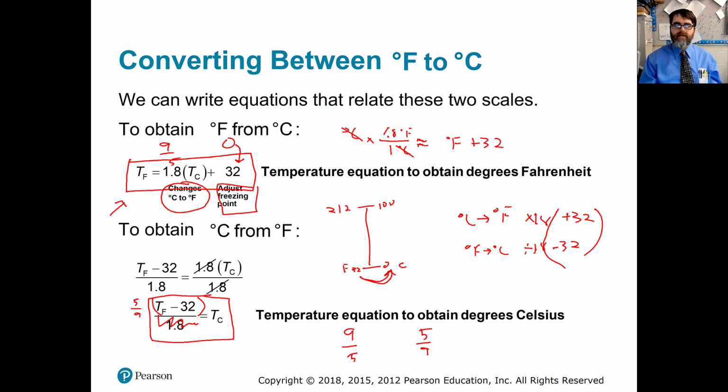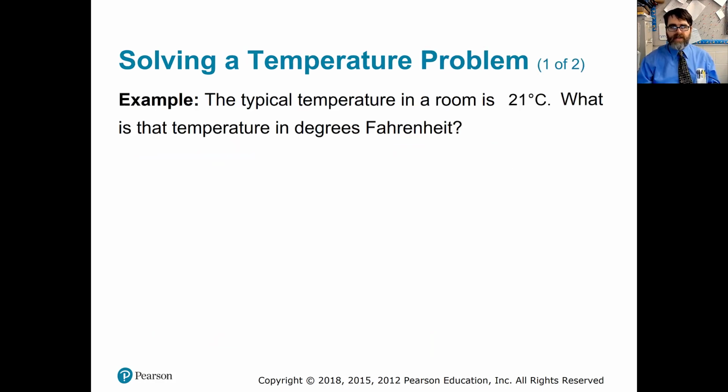I can work it out once I think of what the 1.8 is, but it's ugly. But just in case you see it somewhere, you have another way that you can go about using this, using the 1.8, which is just much easier. Anyway, typical room temperature is around 21 degrees Celsius. What is that in Fahrenheit?